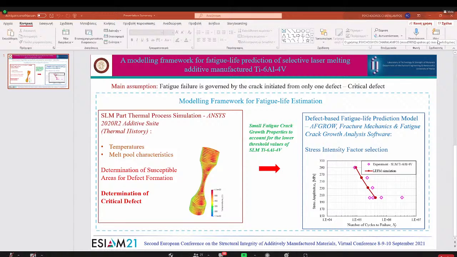That's why we use this assumption. Okay, I would argue that it probably depends on the defect population size, so the spread in size. You could have a critical defect that is similar in size to the general defect population, and then you probably will have multiple initiation sites.